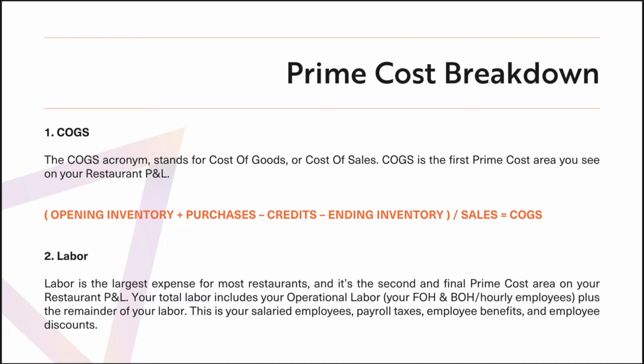Second is labor. This is the largest expense area for most restaurants, and it's the second and final prime cost area on your restaurant's profit and loss. Your total labor includes your operational labor, so your front of house and back of house hourly employees, plus the remainder of your labor. This is your salaried employees, payroll taxes, employee benefits, and employee discounts.